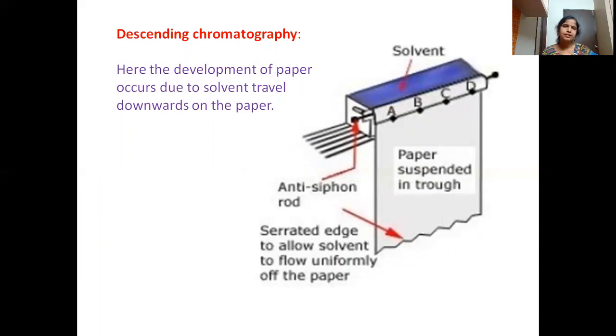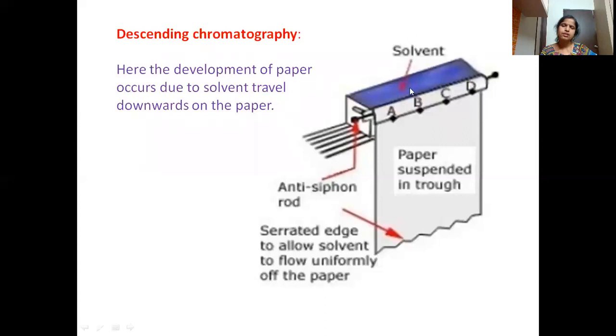Now in descending, again, the name itself says it: descending. That means the movement of the solvent should be descending, that means from top to bottom. So this is the equipment required. In this case, you can see there is a trough here which is filled with the solvent. That is the mobile phase. Now this is on the top of the trough. Okay, so everything will be enclosed in a chamber.